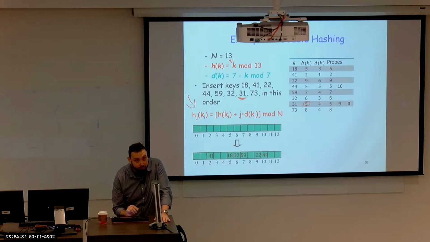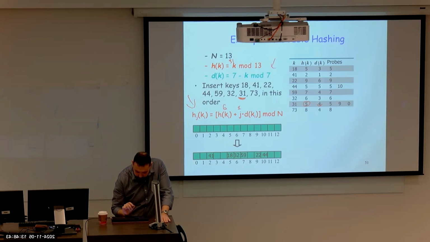Why 5? So we're going to use the HK here, which is 5, and then plus J is what in this case? 1. And then DK is what? 4. How did I get the 4? From this one, right? 7 minus K mod 7. Okay, very good. Why is J 1 this way? Because when we have this collision here, we're going to assume this is the H0, and then we continue with J 1.